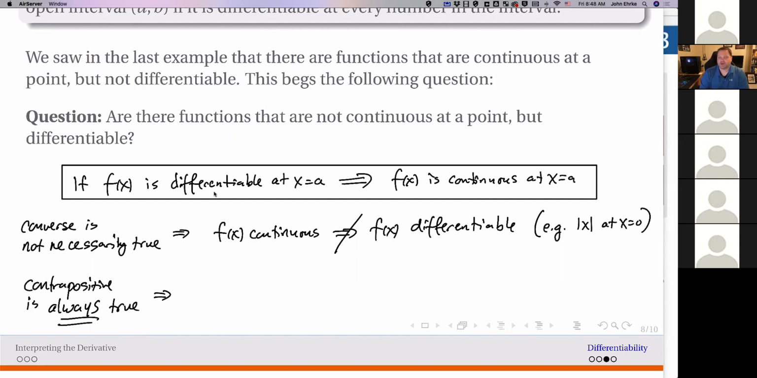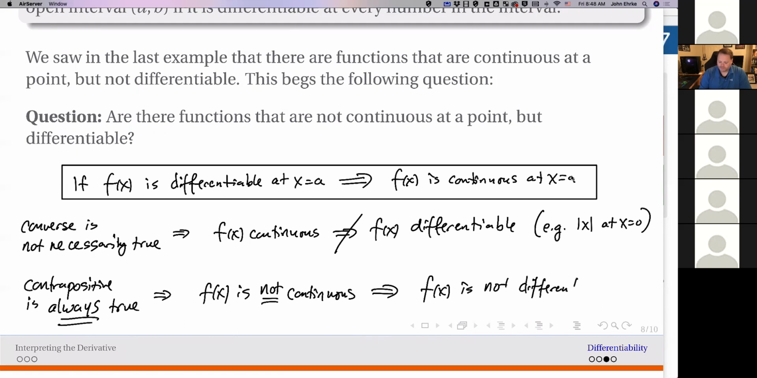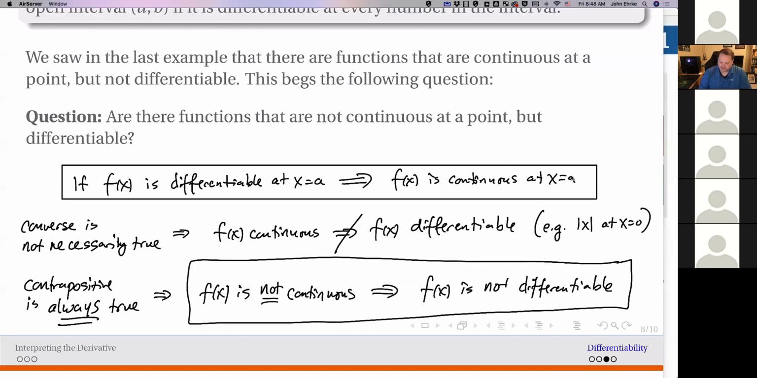So in the example of if it's raining, then it's cloudy, the contrapositive would be, if it's not cloudy, then it's not raining. If it's not cloudy, then it's not raining. That's also true. Here, it would be if f of x is not continuous, then that automatically implies that f of x is not, yeah, y'all are getting it, differentiable. So that is another way to think of this result.